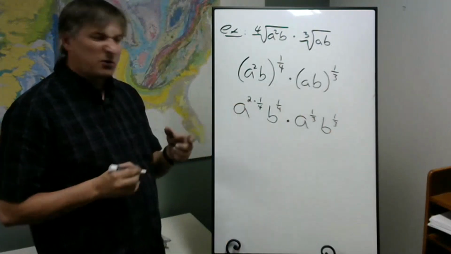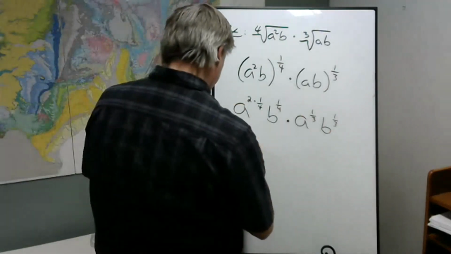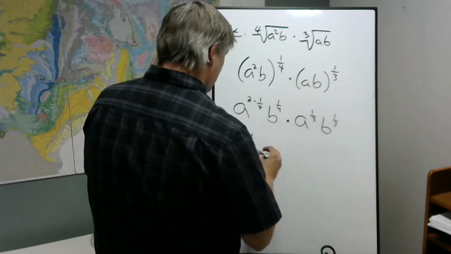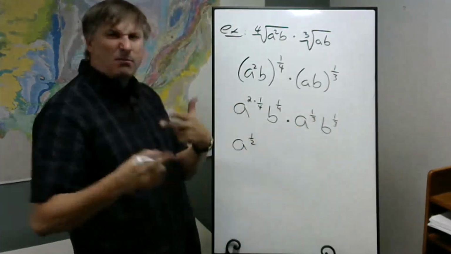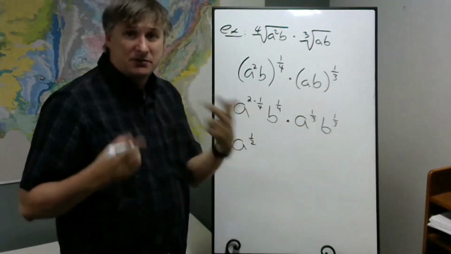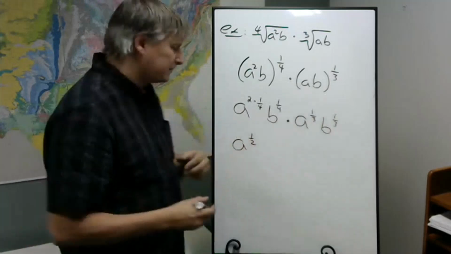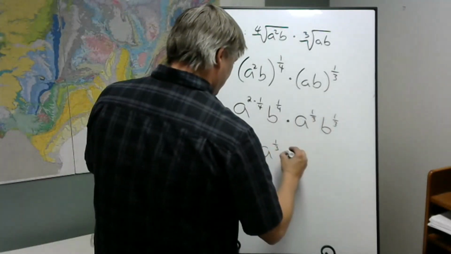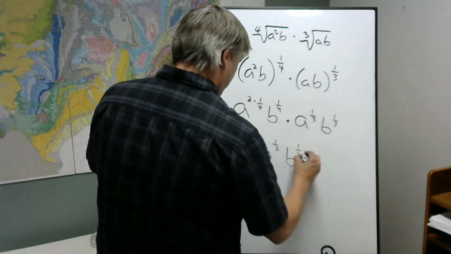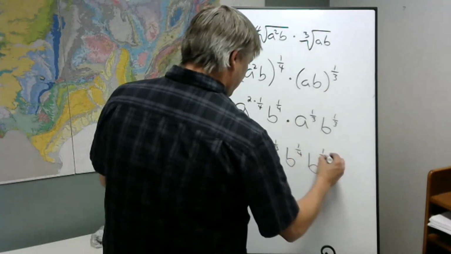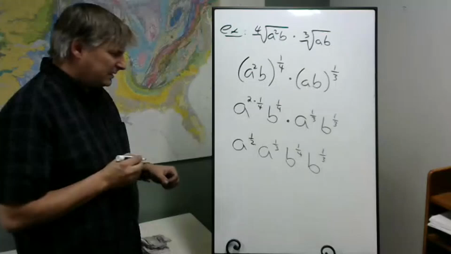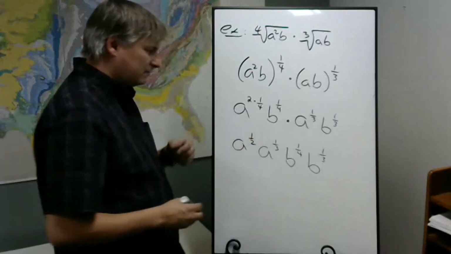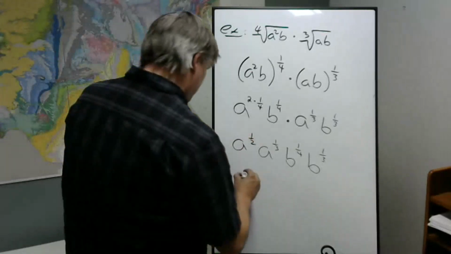So 2 times a fourth is 1/2. And then, this is all multiplication, so it's all commutative, so we can switch orders around and put the a to the 1/3 over here, and then the b to the 1/4, then the b to the 1/3. And then we would add these together.